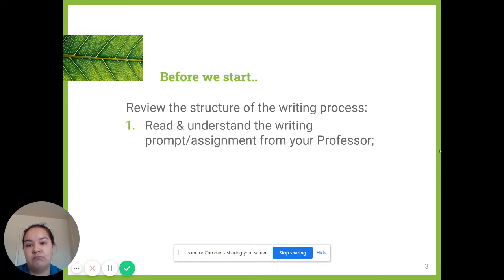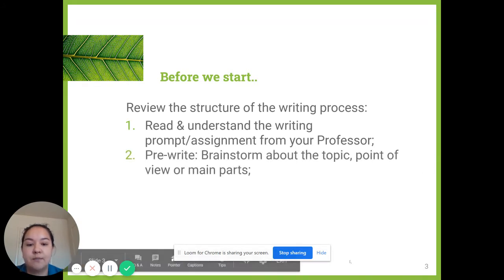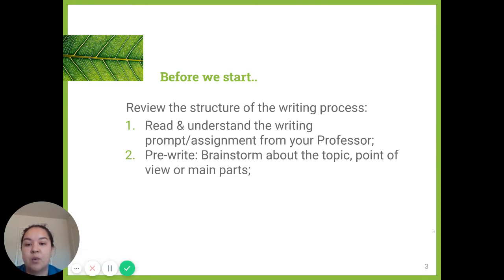So step 1, when we get our task, we usually get an assignment from our professor. So first we need to read and understand the writing prompt from our teacher or professor. Step 2, we pre-write, prepare for our writing before we actually begin.